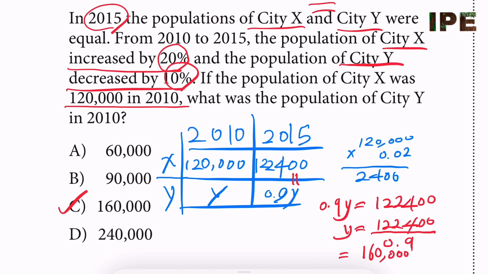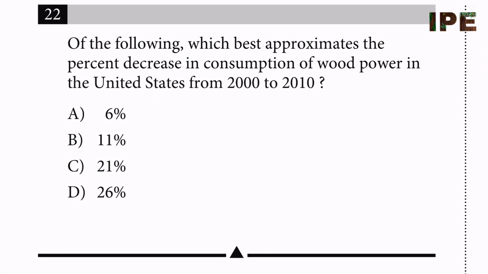Anyway, you can sometimes draw a small table that looks like this, right? Two years with two cities: 2010, 2015, city X, city Y. Just drawing the table actually helps you a lot. Okay, next problem. Of the following, which best approximates the percent decrease in consumption of wood power in the United States from 2000 to 2010?